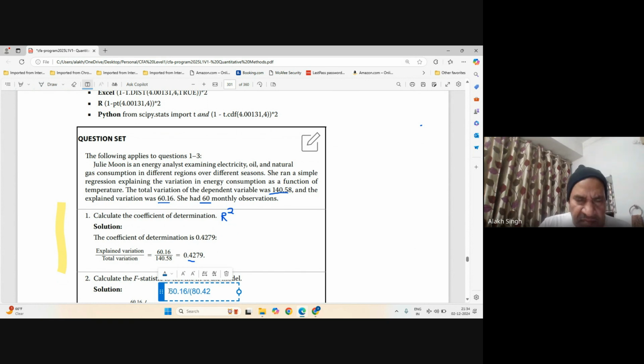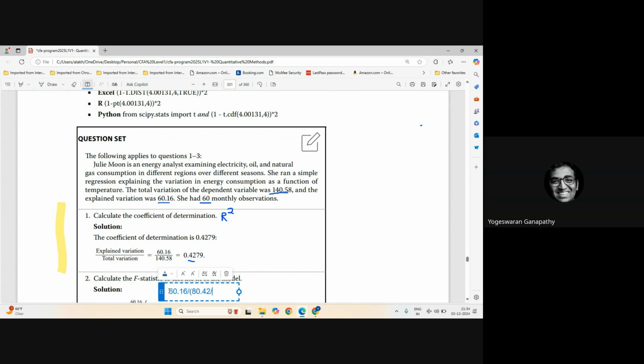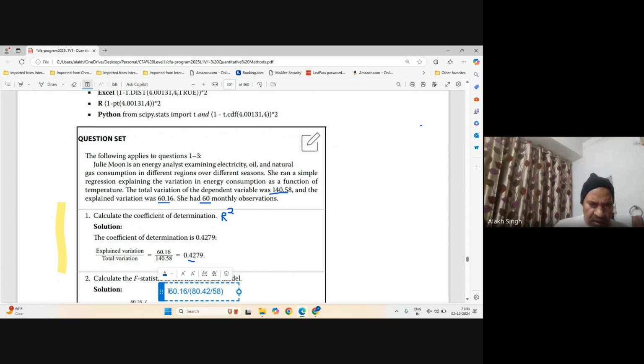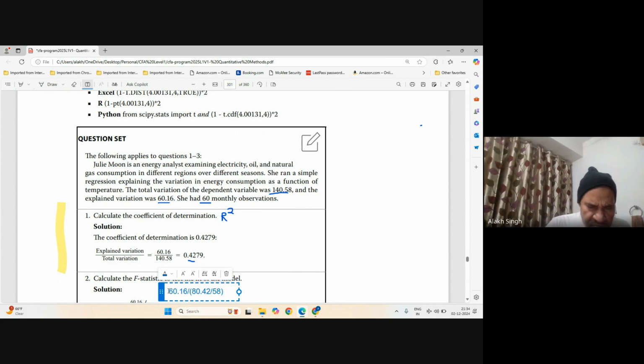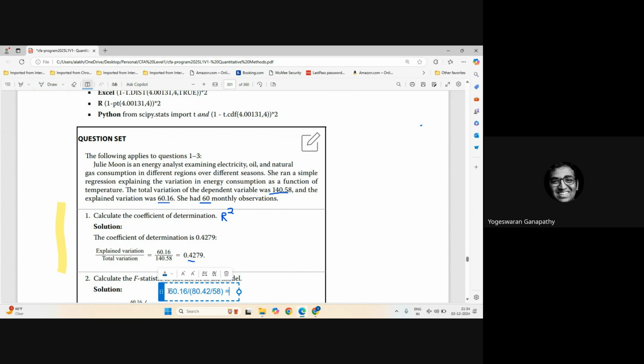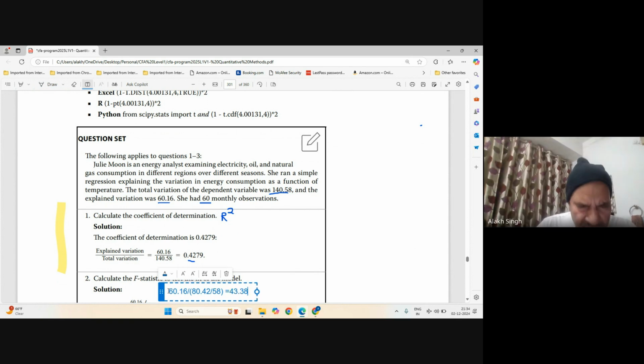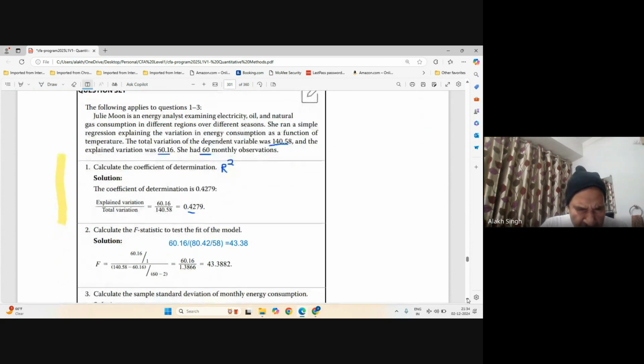80.442 divided by what are the error degrees of freedom? n minus k minus 2, so 60 minus 2, so 58. Okay, so how much does that come? It should be around 40 or something. 43.38. Very good. Correct.